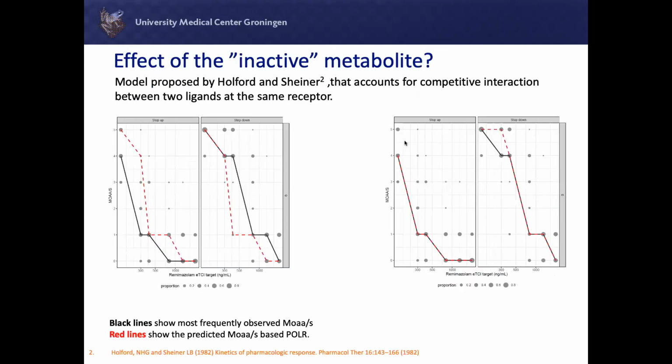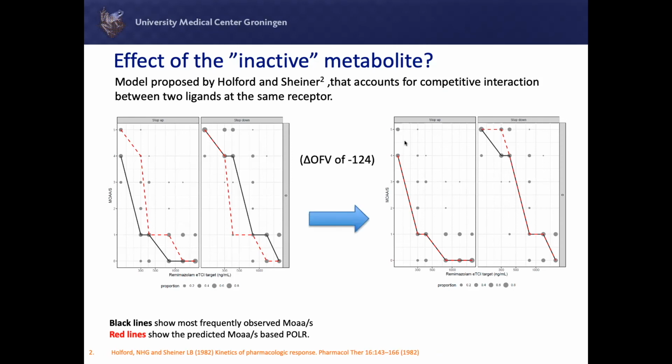Then we thought, well, how can this be possible and how can we improve the fit of our model? In the left figure, that's the old situation where we have used our PO-LOGIT model. And then we fitted our data to a model that was proposed by Holford and Shiner that accounts for competitive interaction between two ligands at the same receptor. And that's shown in this figure. And as you already can see on this visual graph, there is quite a good improvement of the fit of the model.